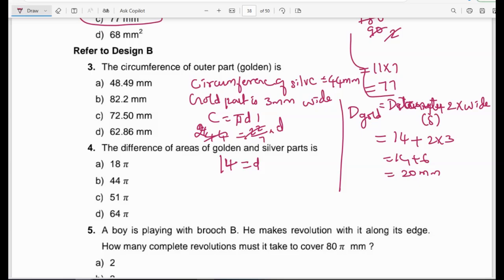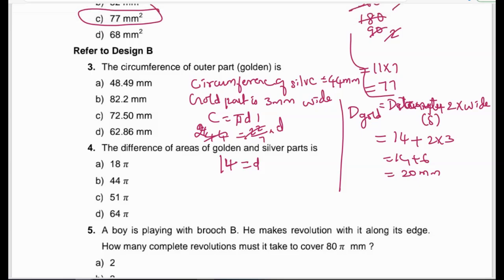So what will be the circumference of the outer layer? Now you have the circumference of the gold. The circumference of the gold will be pi d. Pi is 22 by 7, D is 20 we got. So if you keep pi as it is, you get 20 pi.